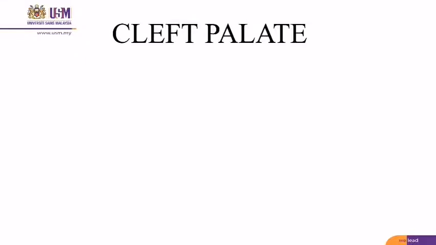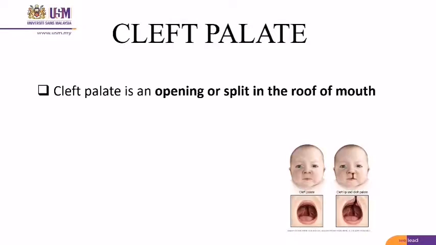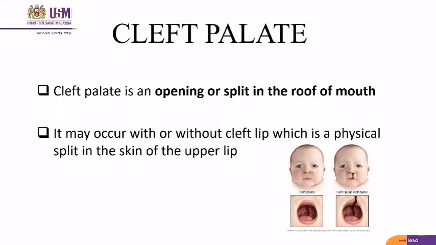Next, I'm going to talk about cleft palate. Palate here refers to the structure at the roof of your mouth, and cleft refers to a separation or a gap between two structures. Meanwhile, cleft palate means an opening or a split in the roof of the mouth. And as can be seen from this picture here, it can occur with or without cleft lip, which is also an opening or split, but instead of at the roof of your mouth, it is at the skin of your upper lips.